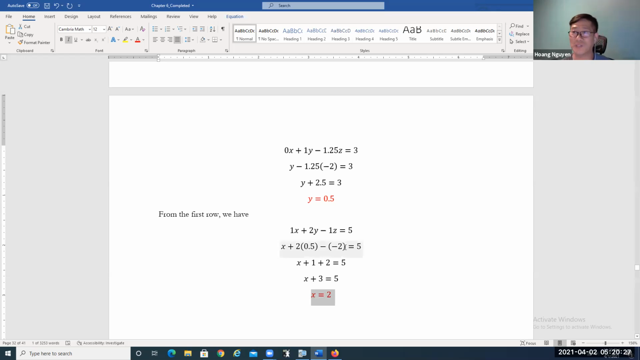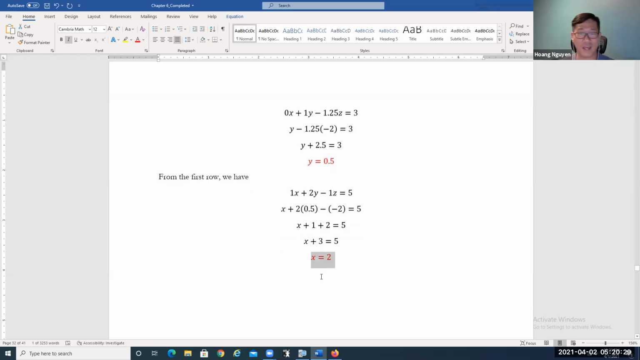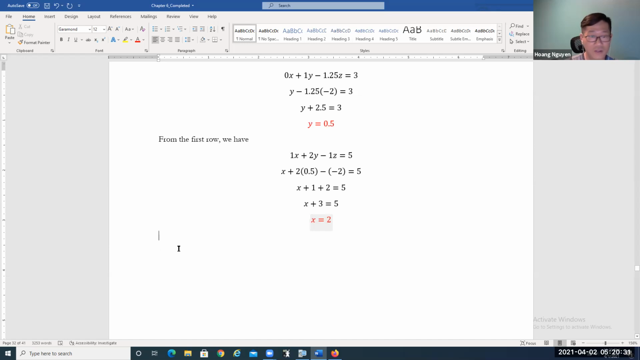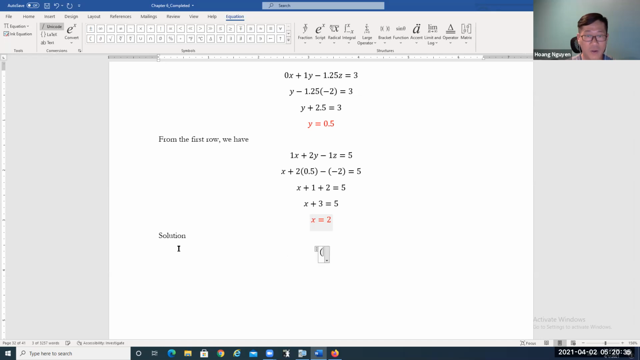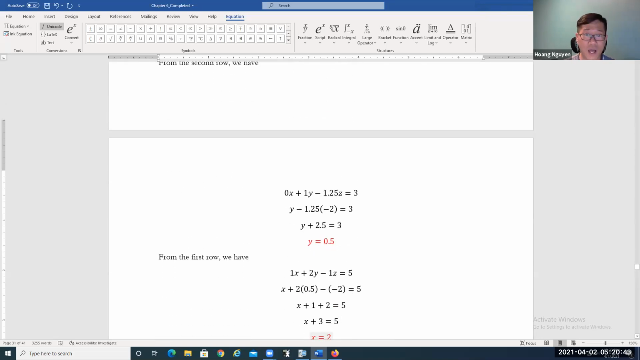Okay, so we have the solution for the third variable, x, right there. So now let's put all of them together. So the solution, going in alphabetical order, everyone: x equals 2, y is equal to 0.5, or you can put it equal to 1/2, right? And then z is equal to -2.